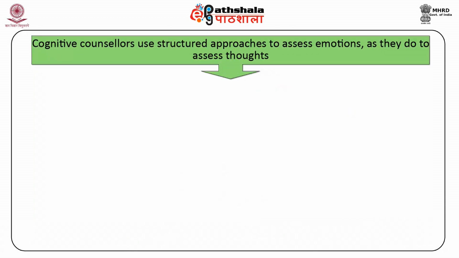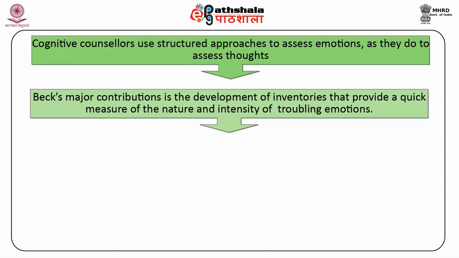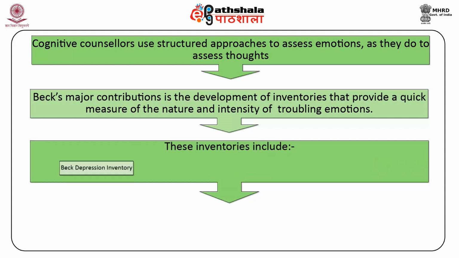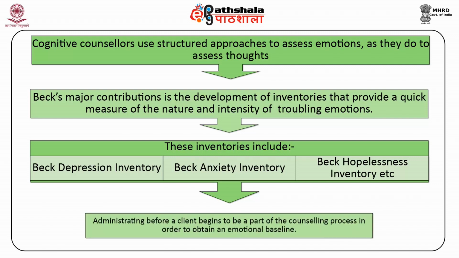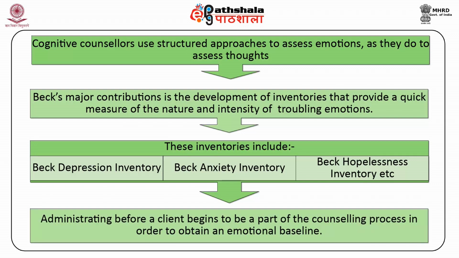Cognitive counselors use structured approaches to assess emotions as they do to assess thoughts. One of Aaron Beck's major contributions to counseling and psychotherapy is the development of brief, concise inventories that provide a quick measure of the nature and intensity of emotions that are more likely to be troubling to the clients. These inventories include the Beck Depression Inventory, the Beck Anxiety Inventory, the Beck Hopelessness Inventory, and the Beck Scale for Suicidal Ideation. Any or all of these might be administered before a client begins to be part of the counseling process in order to obtain an emotional baseline.